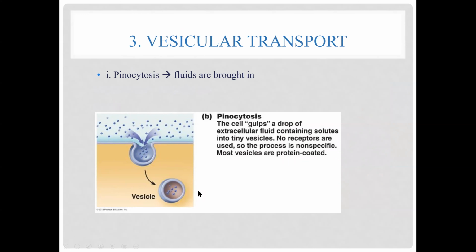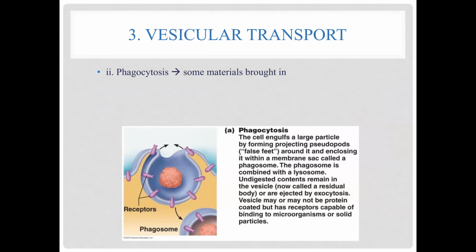Pinocytosis is when you're taking a gulp of water or a gulp of some kind of fluid and you just bring it in. So that's just a special type of endocytosis. Phagocytosis is what we talked about, where you engulf really large particles, okay? And you're going to put this membrane around it and you're going to digest it, okay?